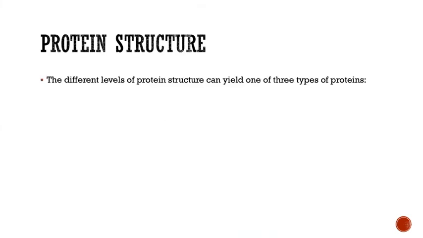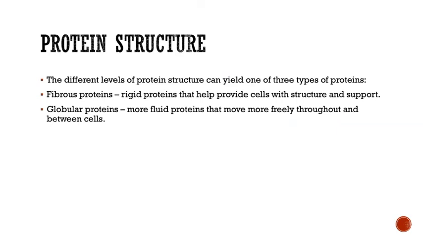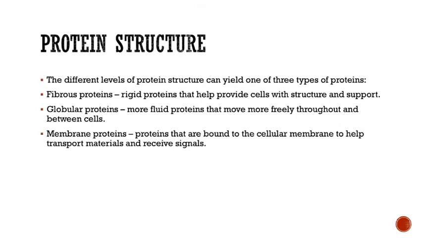So the different levels of protein structure can yield one of 3 kinds of proteins. You can have fibrous proteins, which are more rigid. I believe I was talking about this earlier, but here are the formal definitions. So these are rigid proteins that help provide cells with structure and support. Globular proteins are more fluid and move freely throughout and between cells. So these can be more of your signaling molecules. And membrane proteins, which are bound either throughout the membrane, or just superficially to the membrane, and help transport materials and receive signals.